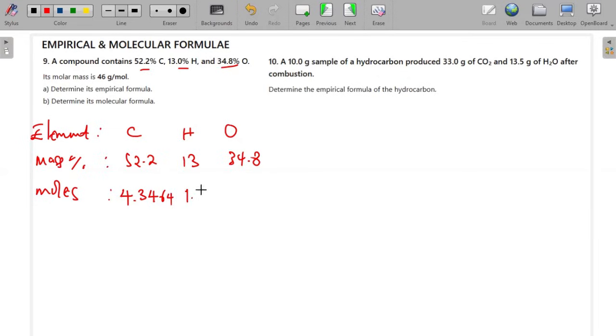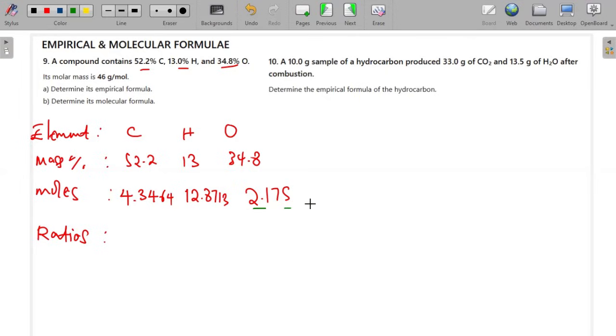Then 13 divided by 1.01. There I get not 1.2, but 12.8713. Then 34.8 divided by 16 would be 2.175. Of these moles that are found, which one is the lowest? So I'll say ratios here. The lowest we can see is this 2 point something, so I'll divide everything by this 2 point something.